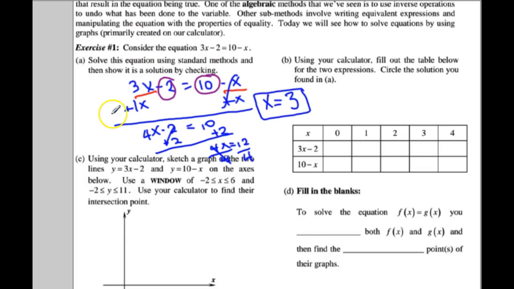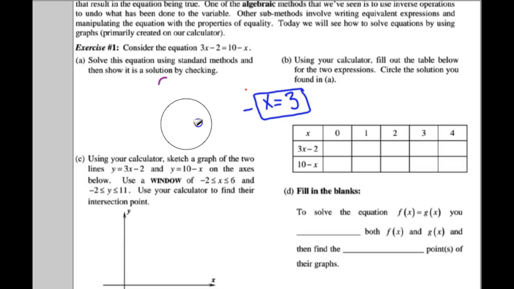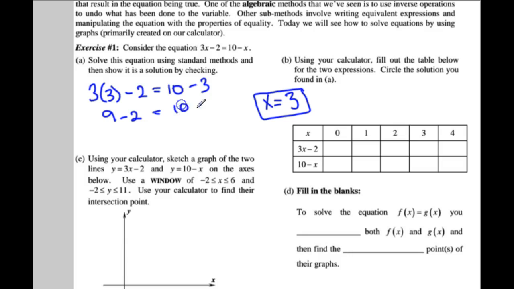Now the question says, then show that it is a solution by checking. Make sure you copy this because I'm going to take this out. So I know x is 3. Showing this is a solution means I want to plug it back in. So I want to have 3 times parentheses, now my x is 3. 3 times 3 is 9, minus 2. It has to be equal. I'm testing this. 9 minus 2 is 7. 10 minus 3 is 7. Check. So that's what it means by checking the solution.